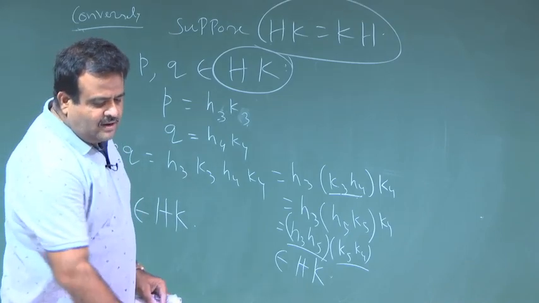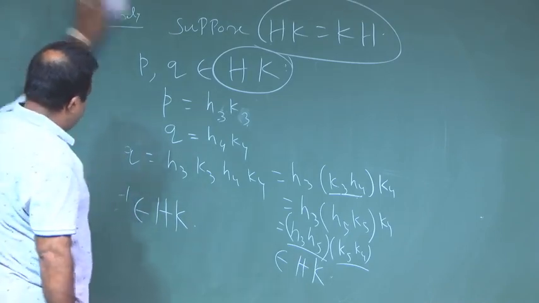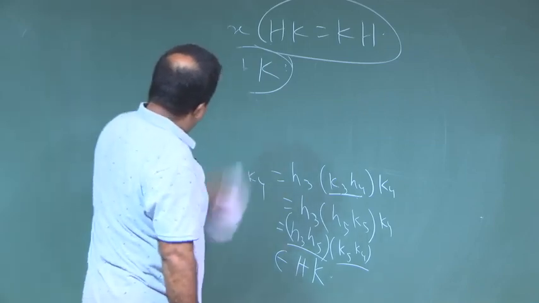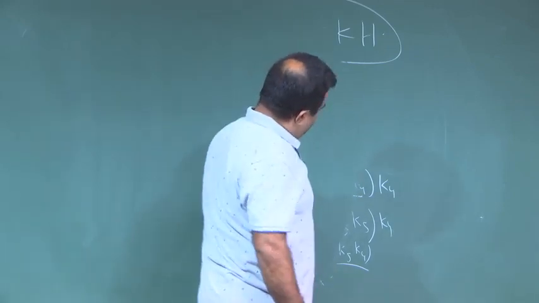So, now we will define coset of a subgroup.